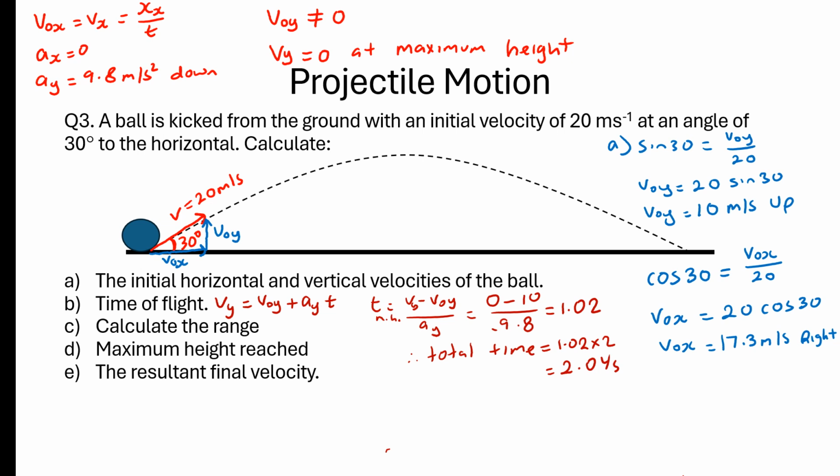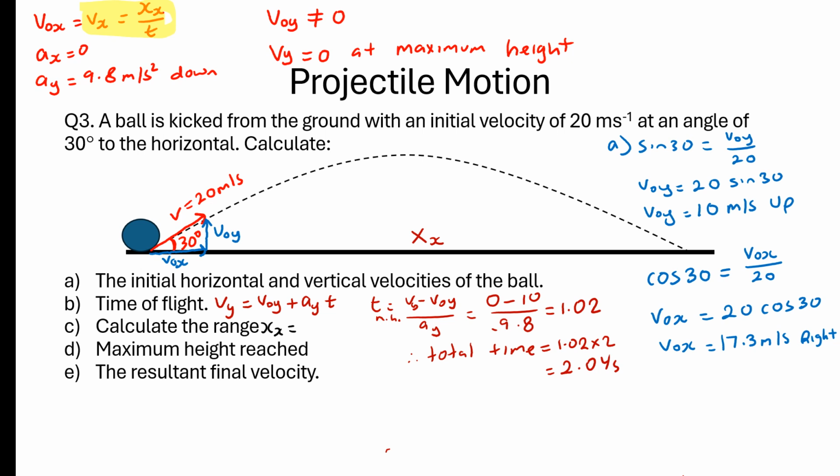All right, question C, calculate the range. To find the range, I will just use this formula to find the value of xx, the range. Okay, so what is the range? In this case, I will just call it xx, which is the horizontal distance, the maximum horizontal distance. So what is the maximum horizontal distance? So xx equals v naught x times t.